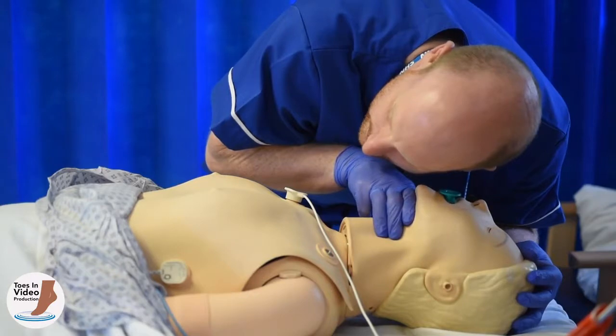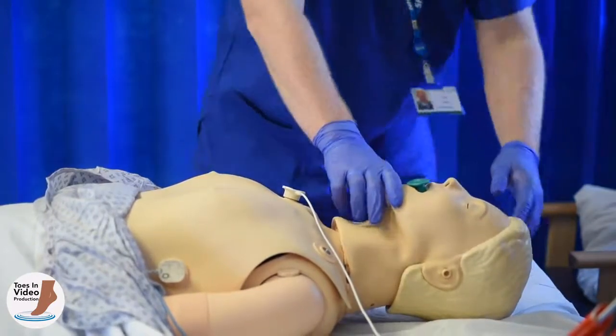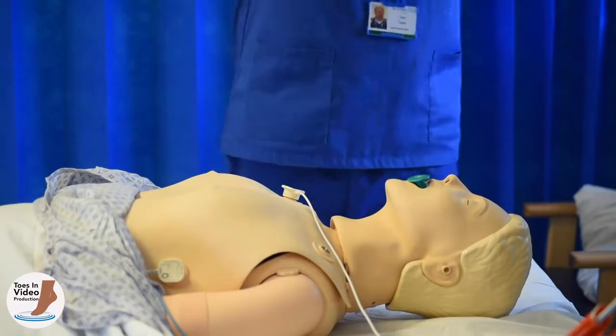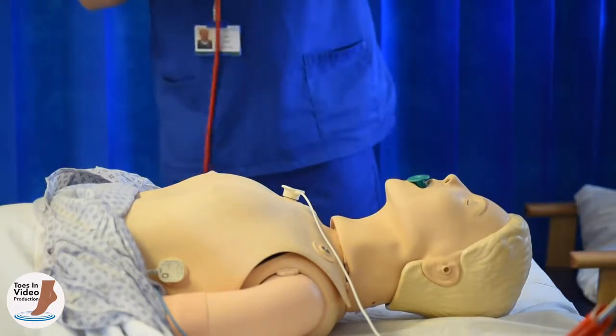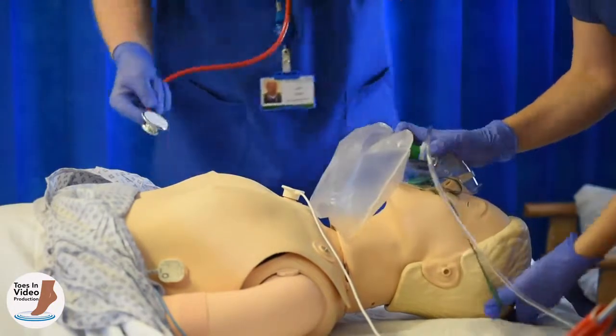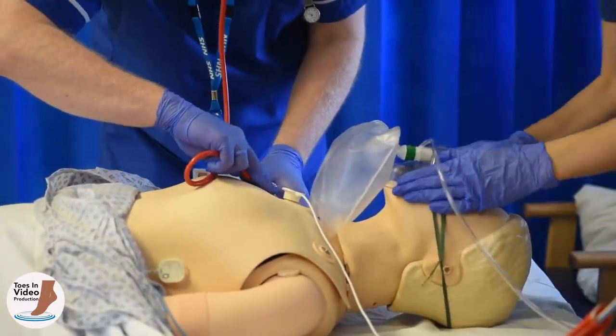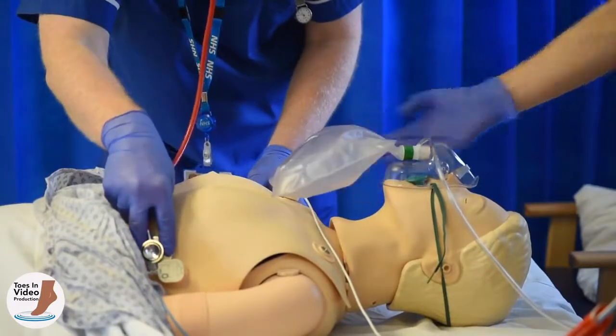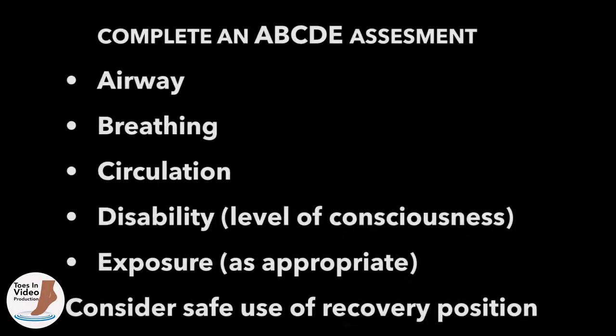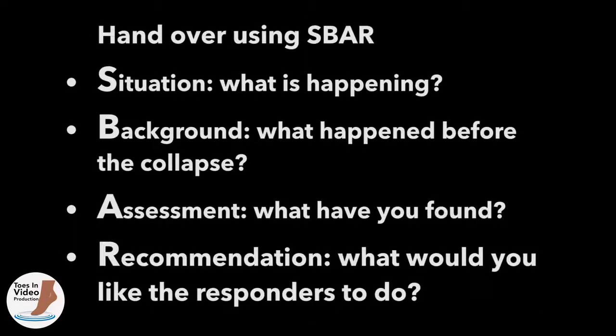If the patient demonstrates signs of life and a return of spontaneous circulation, do not remove the defibrillator pads or turn the device off. Assess the patient's airway, breathing, circulation and level of consciousness before exposing the patient to check top to toe for any injuries, rashes, swollen limbs or other important signs. This is the ABCDE approach. Consider the need to nurse the patient on their side and how this can be safely achieved. Hand over the patient to the arriving team using the Situation, Background, Assessment, Recommendation, or SBAR approach.